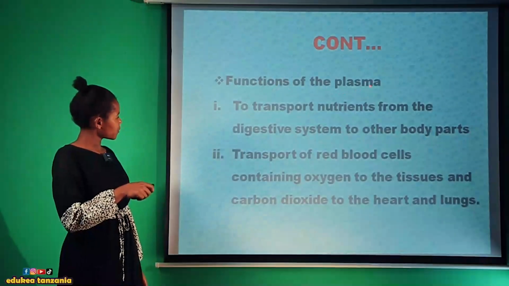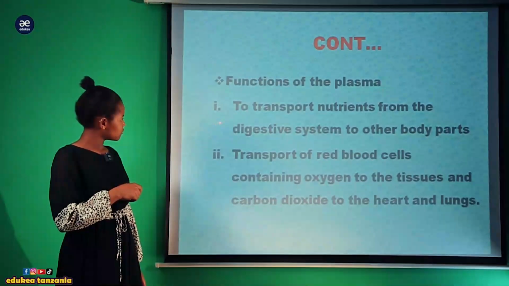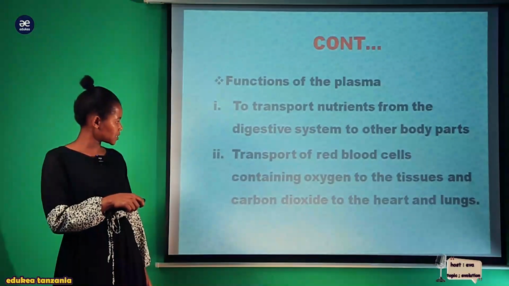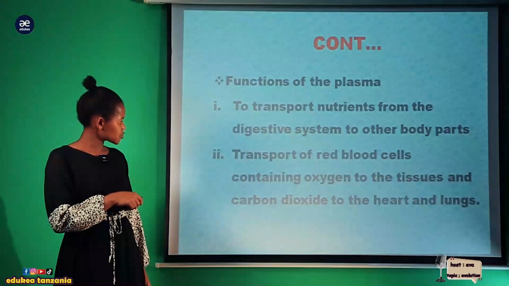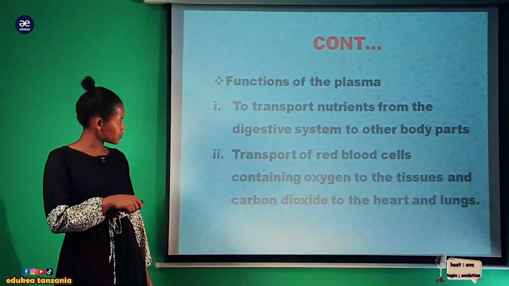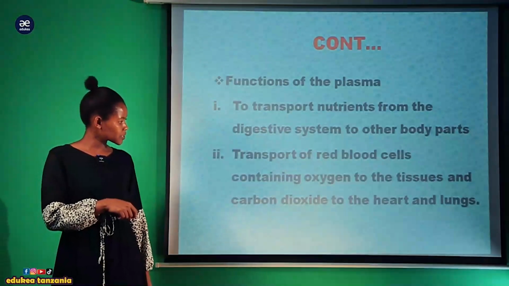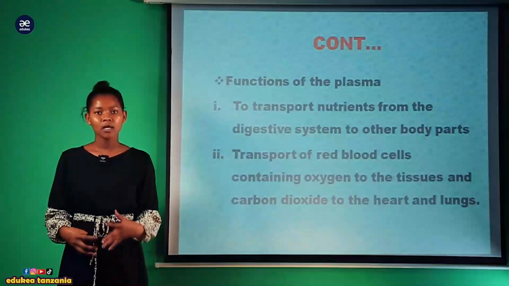On the functions of the plasma, we can see the first one is to transport nutrients from the digestive system to other body parts. Also, the transport of red blood cells containing oxygen to the tissues and carbon dioxide to the heart and the lungs.